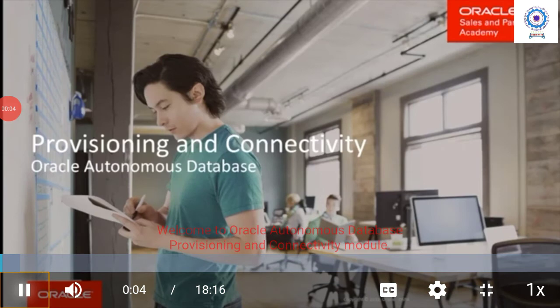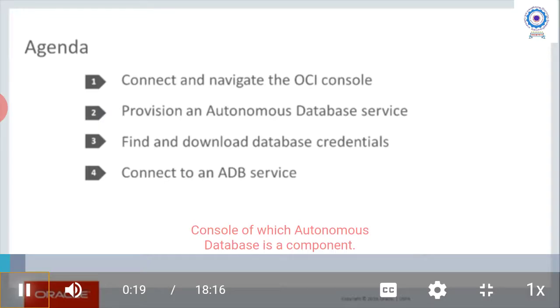the Oracle Autonomous Database Provisioning and Connectivity module. In this module, we will provide an overview of how to connect to the Autonomous Database and navigate the Oracle Cloud Infrastructure console, of which Autonomous Database is a component. We will be covering several topics in this section.